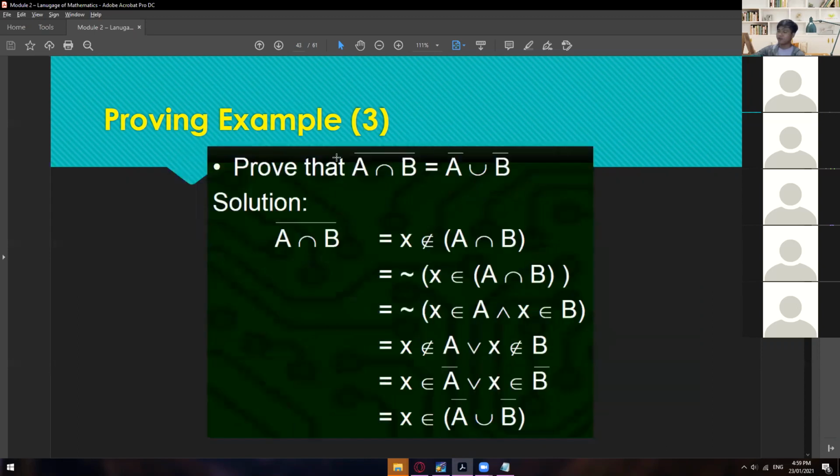All right, so we have your proving example number 3. We have to prove that the complement of A intersection B is equal to the complement of A union B. As you can see, this one is like a big complement. So what is the opposite of intersection? Of course, union.